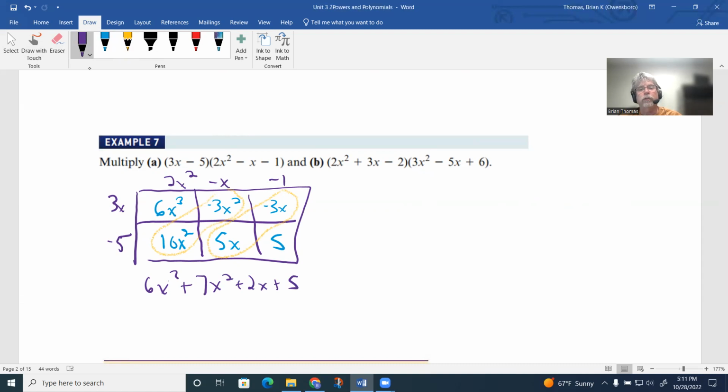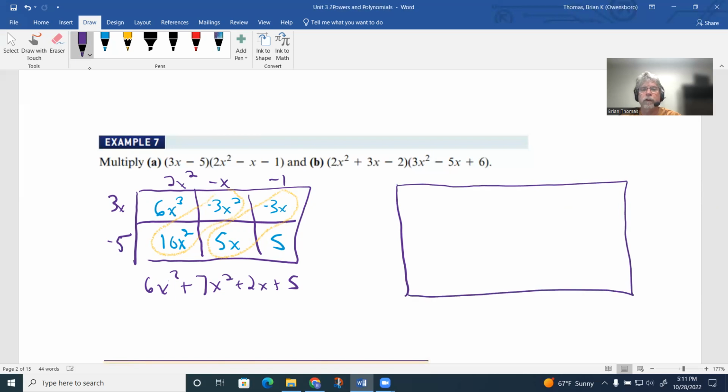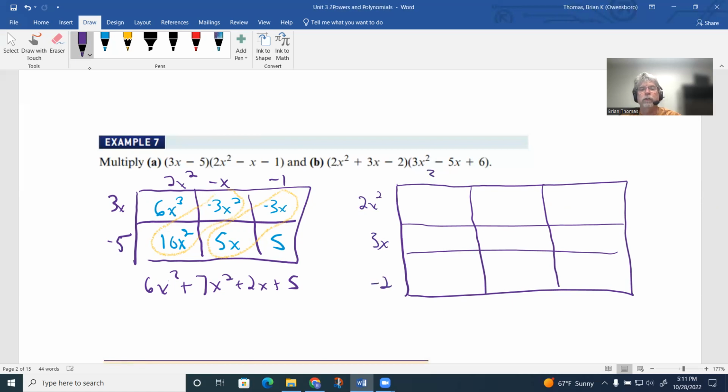So if I want to do 2x squared plus 3x minus 2 times 3x squared minus 5x plus 6, same kind of concept, just make a bigger box. So I'm going to have 3 partitions. Got 3 terms in each one. It doesn't have to be perfect. You can see that's pretty sloppy, but still, it should do the trick. So we have a 2x squared, the 3x, and negative 2 becomes one edge. This 3x squared, this negative 5x, and the 6 becomes the other edge.